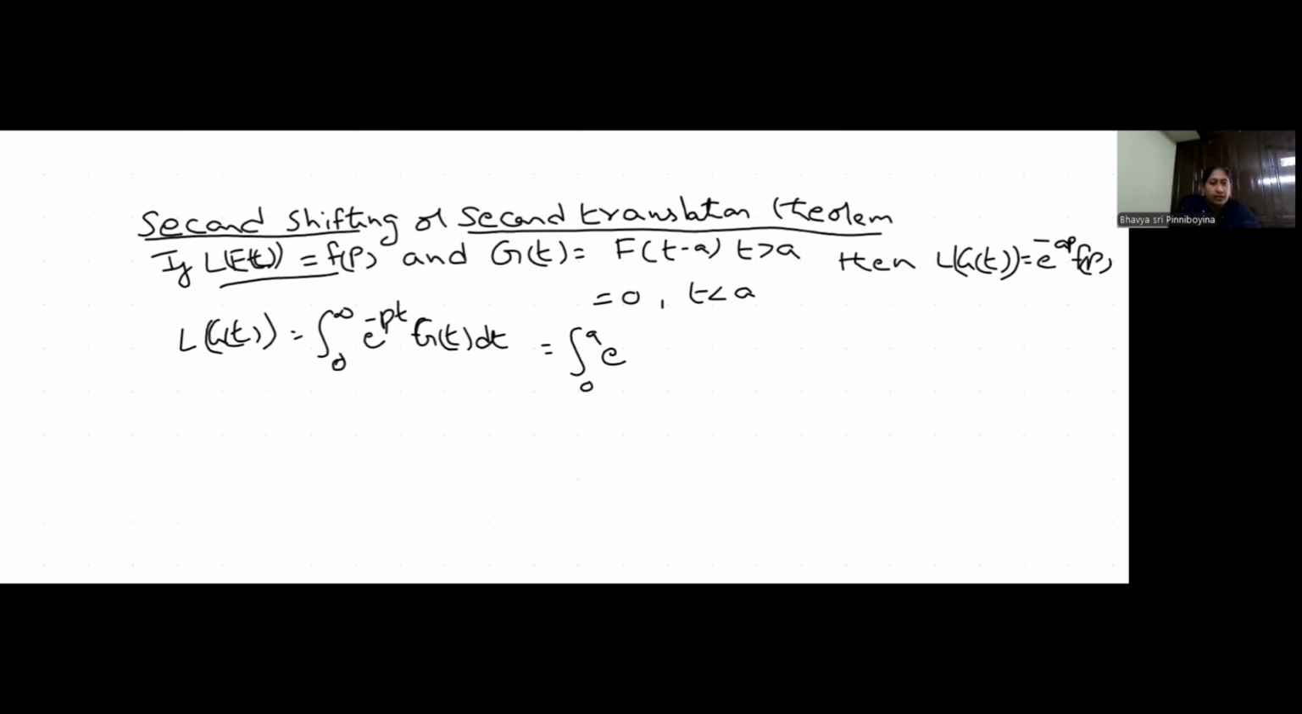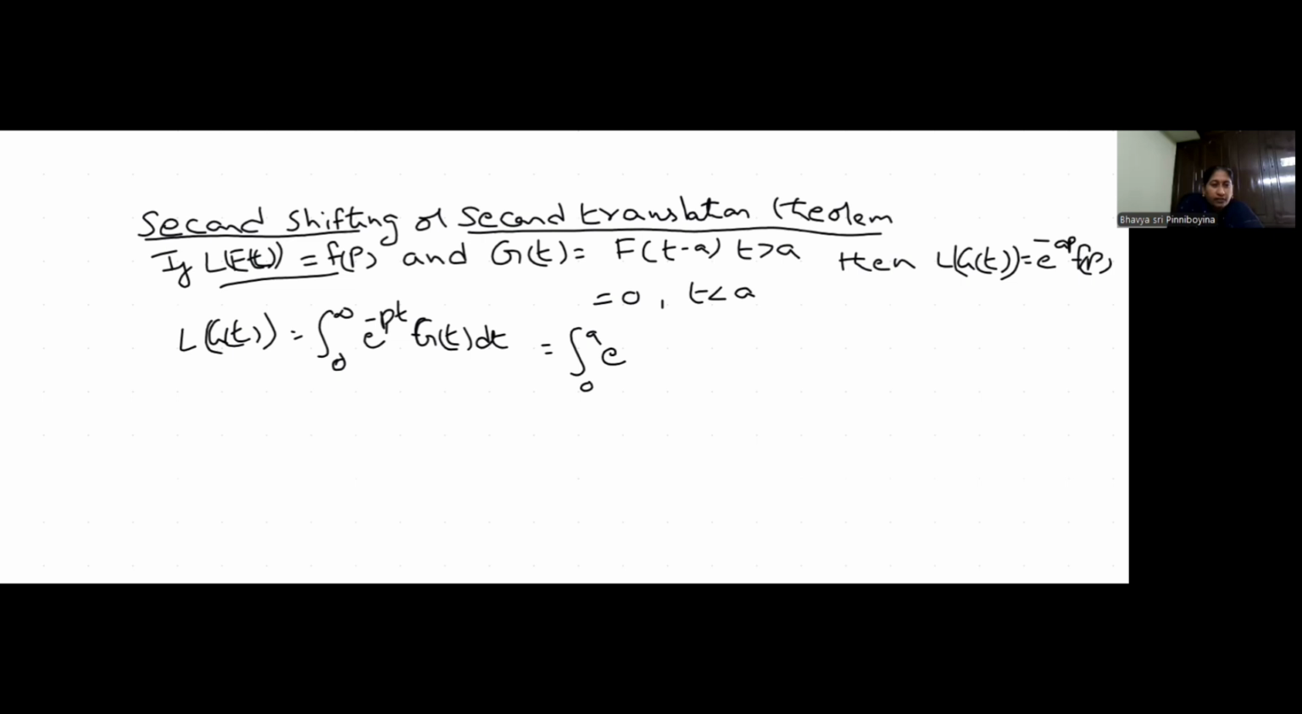Here the statement is: Laplace of f of t equals F of p. Then the condition is g of t equals f of t minus a for t greater than a, and g of t equals 0 for t less than a. Then we have to show that Laplace of g of t equals e power minus ap into F of p. So let us consider the definition.